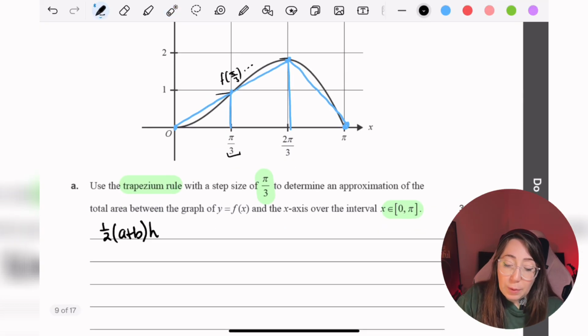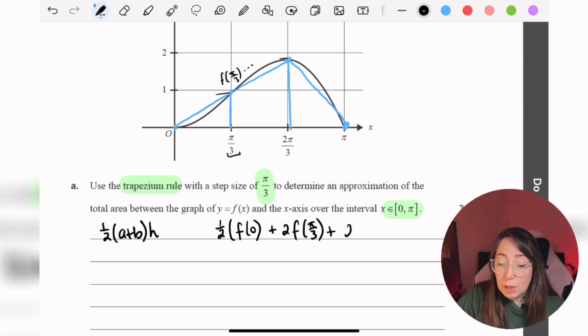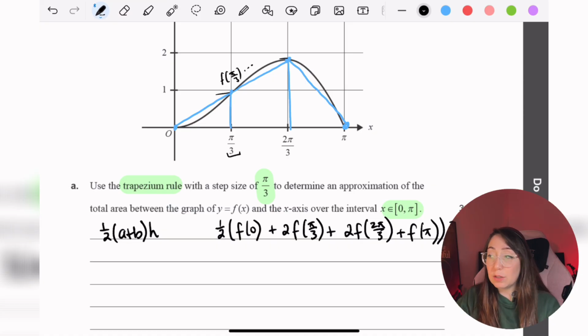So given that, the way that this rule will work, we've got f of 0, so that's to find the height of that initial part over here of the trapezium, plus 2 lots of f of pi on 3, because it belongs to 2 trapeziums, 2 lots of f of 2 pi on 3, and then 1 lot of f of pi. And then we multiply all of that by the height of the trapezium itself.